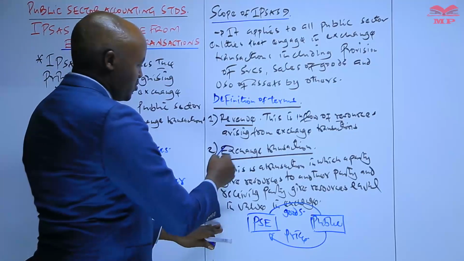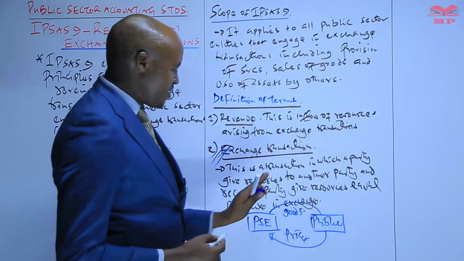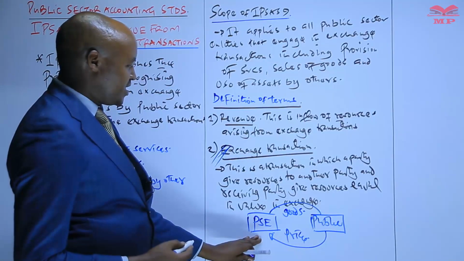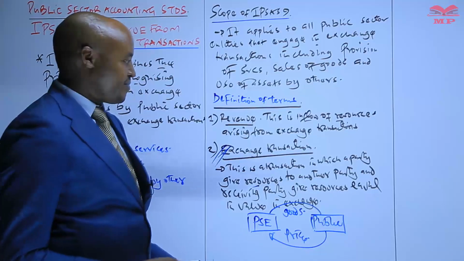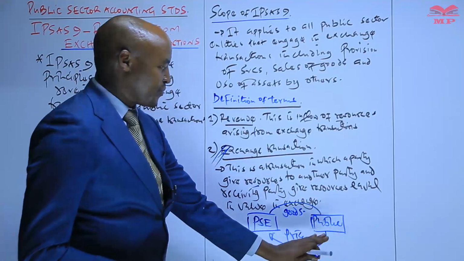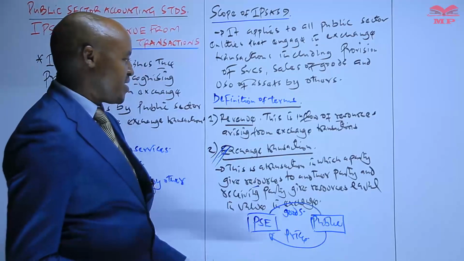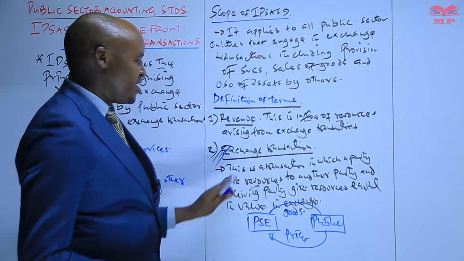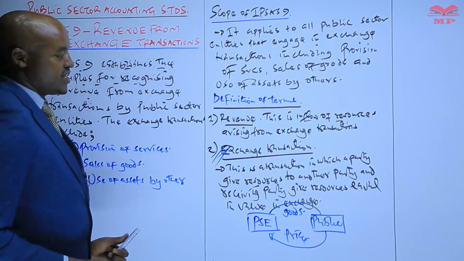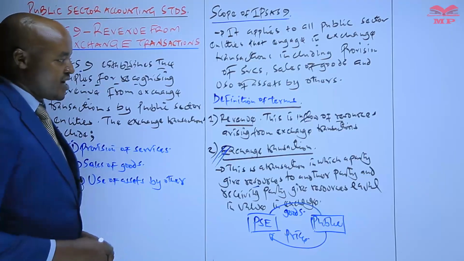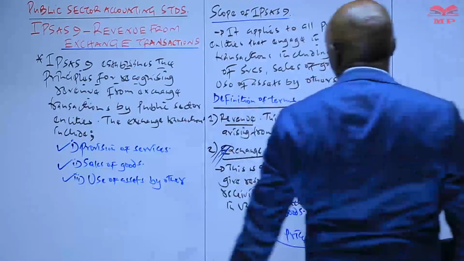Now, this is a good example of an exchange transaction, because it is a transaction whereby one party, for example the public sector entity, will give some resources to another party, a member of the public, and the receiving party will give a resource, which for example can be a price, equal in what? In value, in exchange for the resource which was given by the public sector entity. So these are some of the terms you must be in a position to do what? To define.